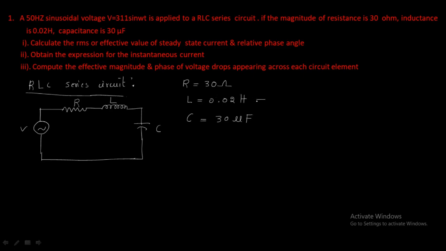Wherever the inductance is there, it has inductive reactance. This value is the same as the previous problem, so I can directly write XL equal to 6.28. And the 30 microfarad is from the previous problem only, so the capacitive reactance Xc equals 106.15. The same questions: first, calculate the RMS or effective value of the steady state current and the relative phase angle. Second, obtain the expression for the instantaneous current. Third, compute the effective magnitude and phase of the voltage drops appearing across each circuit element.